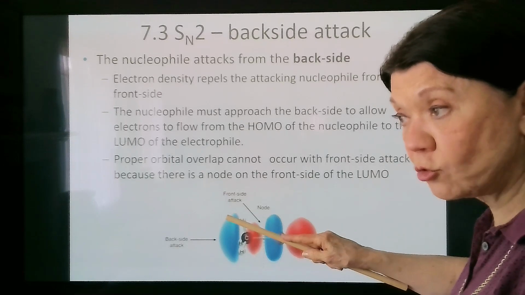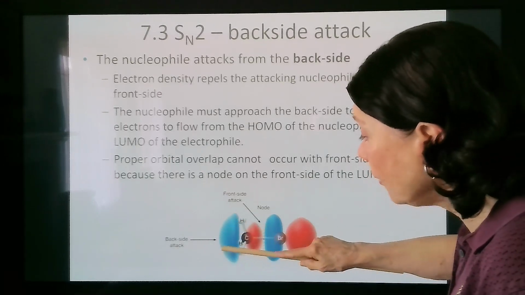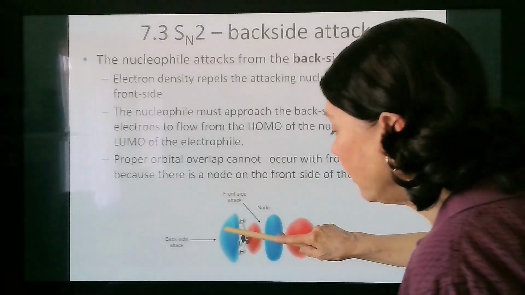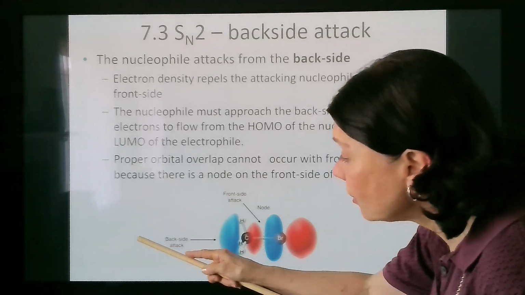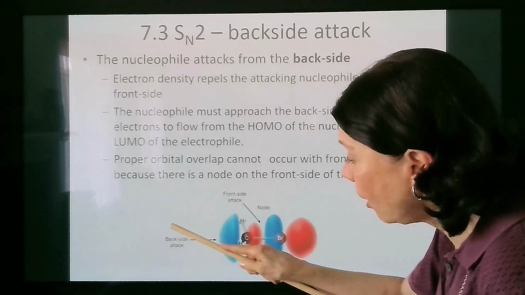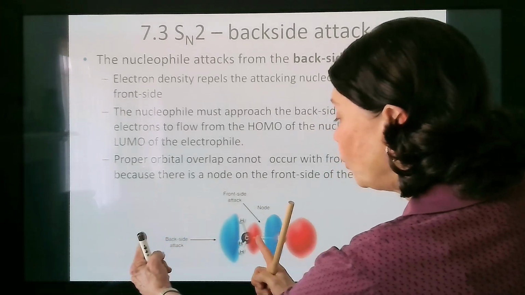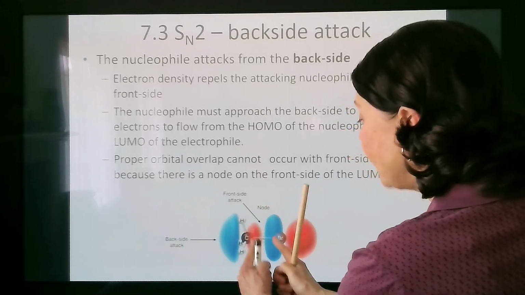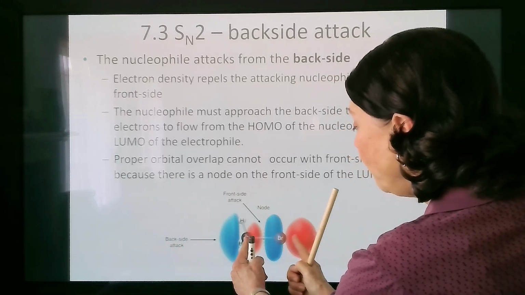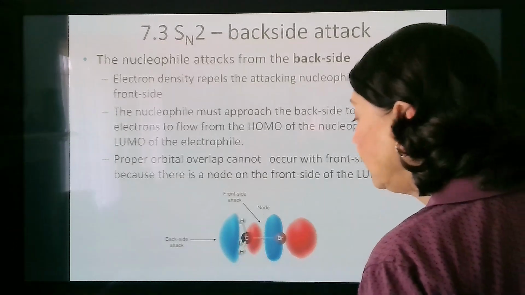One of the pairs of electrons on sulfur will start to occupy this anti-bonding orbital. And as that happens, this carbon-sulfur interatomic distance will decrease, and the carbon-bromine interatomic distance will increase.